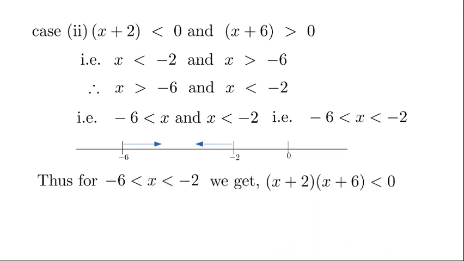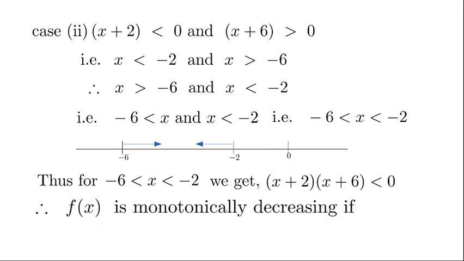Thus for minus 6 less than x less than minus 2, we get x plus 2 into x plus 6 negative, less than 0. Therefore f of x is monotonically decreasing if minus 6 less than x less than minus 2, and that is put in the form of a set as x belongs to the open interval minus 6 comma minus 2.